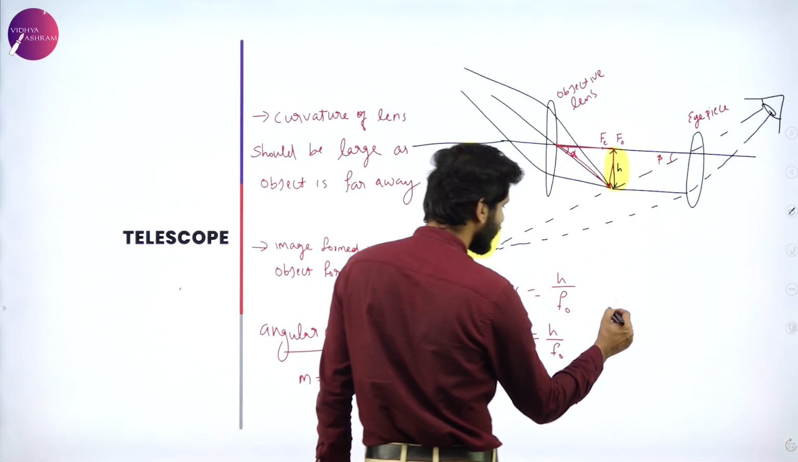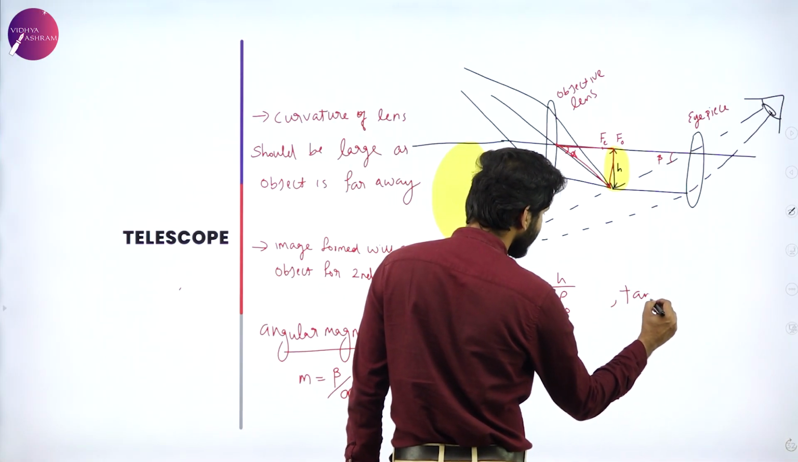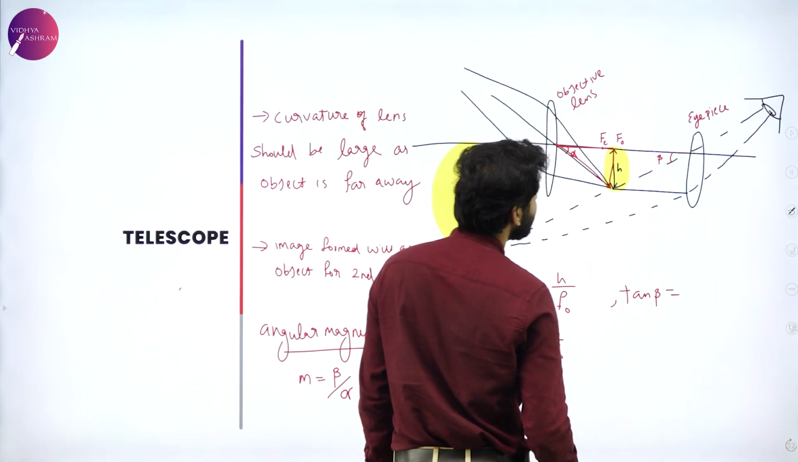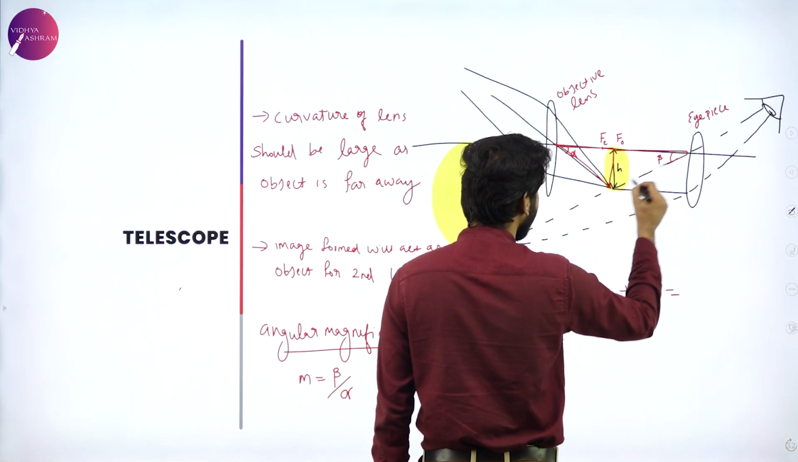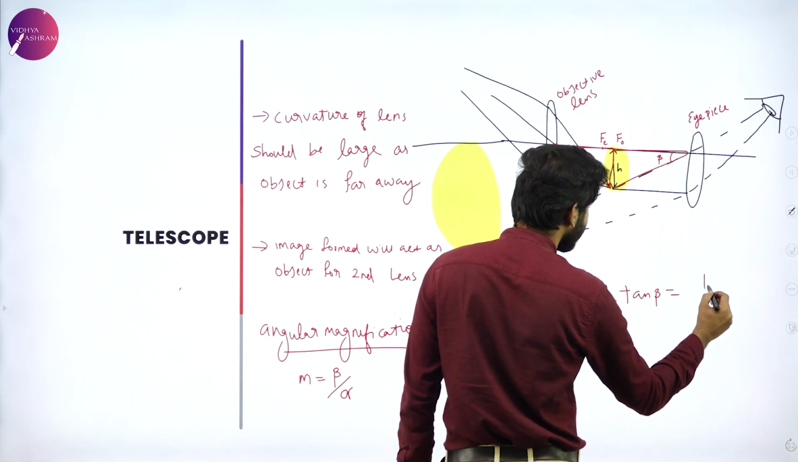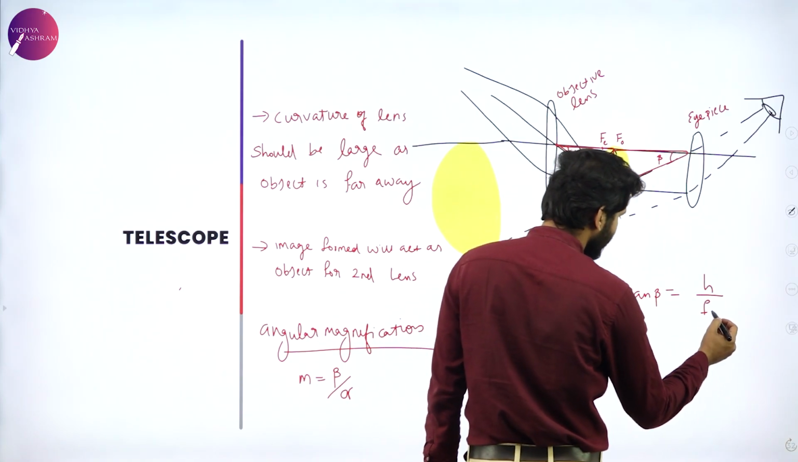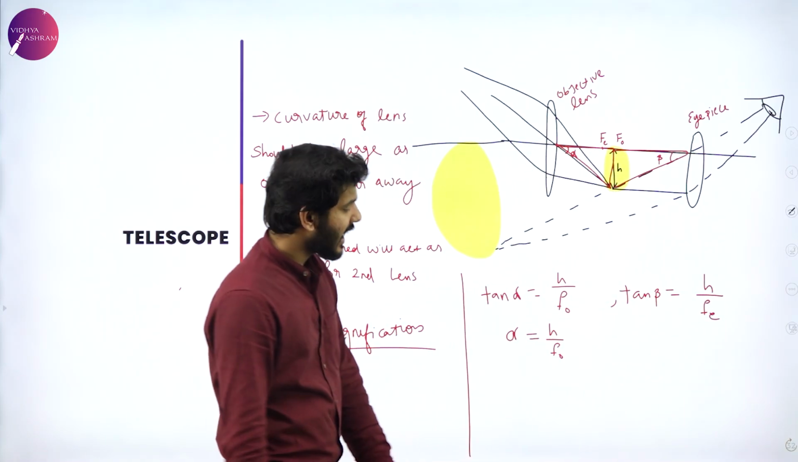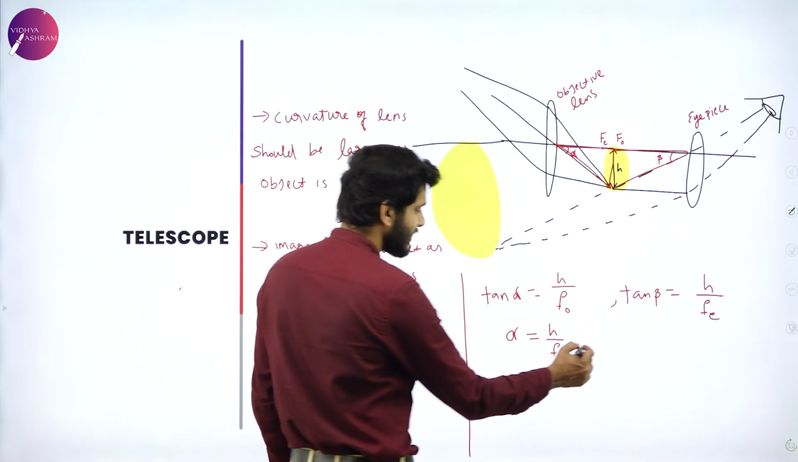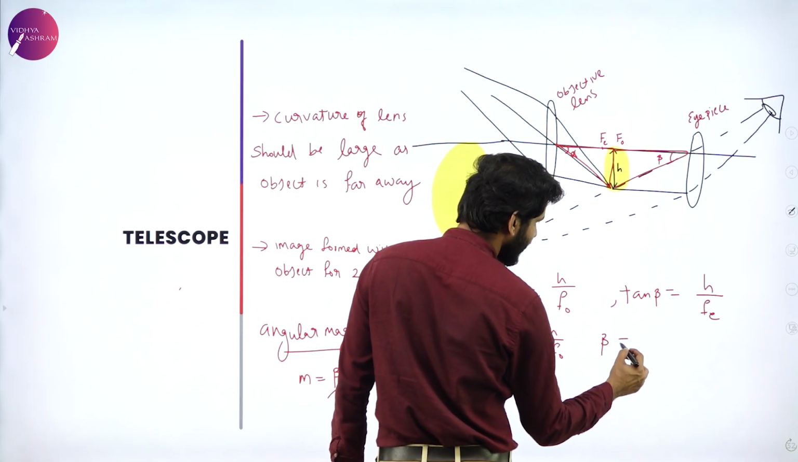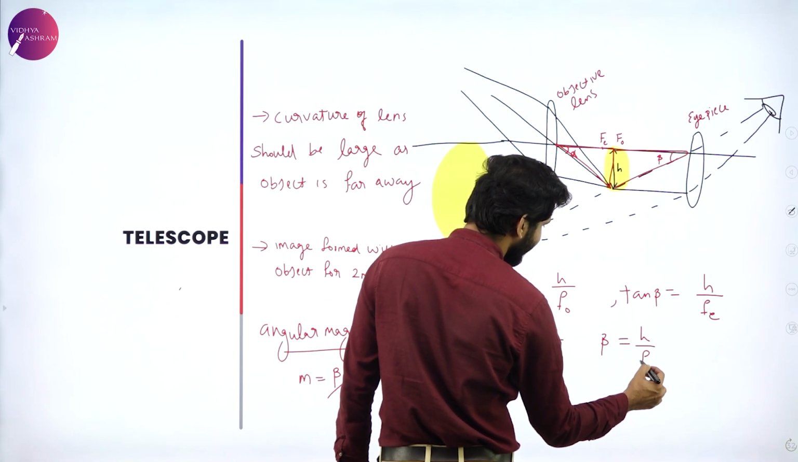We are going to find out beta, or simply tan beta. For this particular triangle, we can say that tan beta will be equal to h by fe, and then we can say that beta will be equal to h by fe.